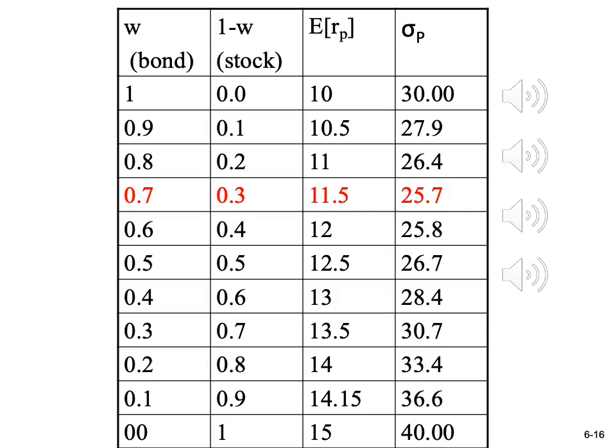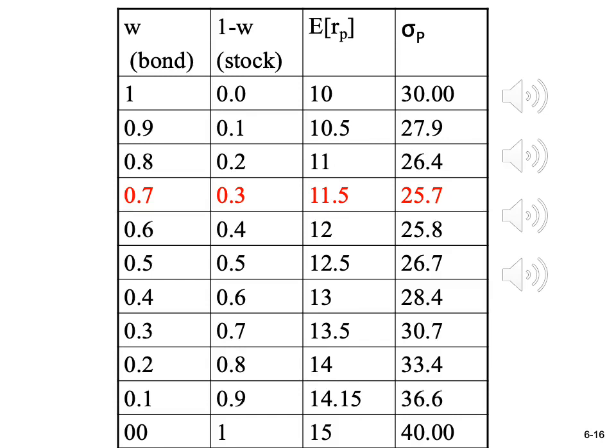So if you look at the last row, we are putting $0 in bond, but 100% of investment in the stock. Let's calculate the risky portfolio return and risky portfolio standard deviation. In the first row, when you put 100% money in the bond, the expected risky portfolio's return is the return from the bond, which is 10%. The risky portfolio standard deviation is the bond standard deviation, which is 30%.